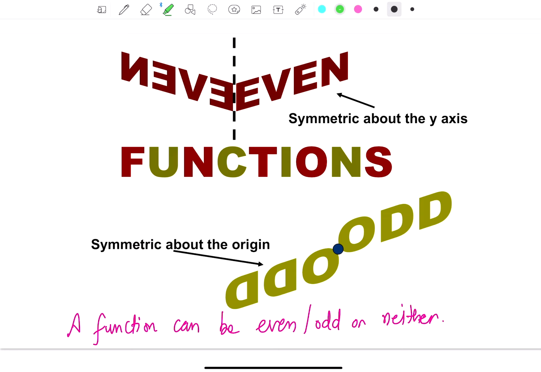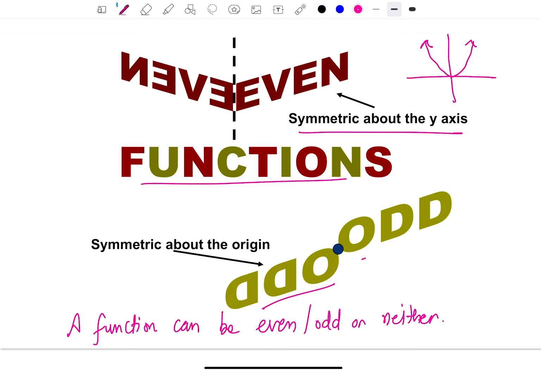Even functions are symmetric about the y-axis. When you think about even functions, think about the easiest one, the parabola. If you notice, a parabola has two congruent parts if you fold along the y-axis. So even functions are symmetric about the y-axis, and odd functions are symmetric about the origin.